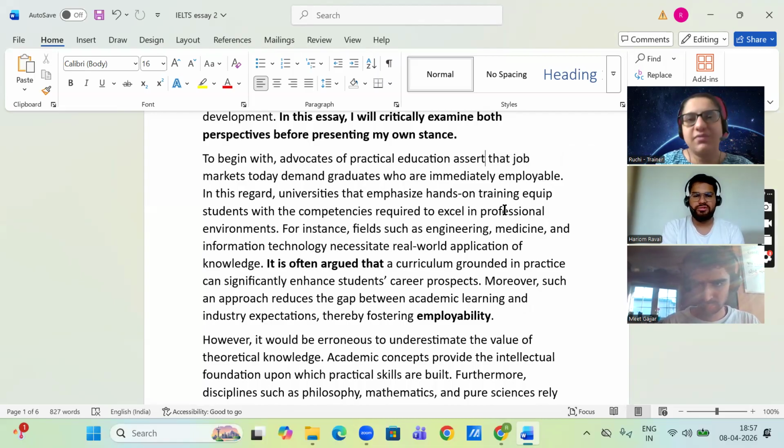To begin with, advocates of practical education assert that job markets today demand graduates who are immediately employable. There are many companies, organizations these days who believe that we don't have the bandwidth, the time, the resources to bring in someone and then provide them training from scratch. So, what do they expect? They expect that college education, university education should be such that the freshers who come to us are ready to go on the job. They are ready to start working, and we should not have to give them separate soft skills training, right?